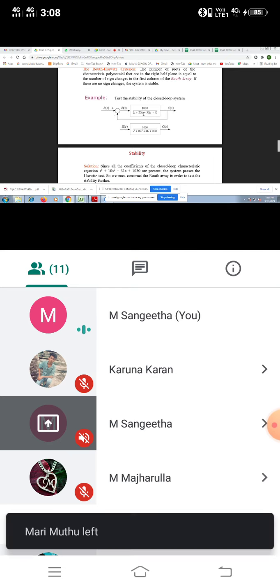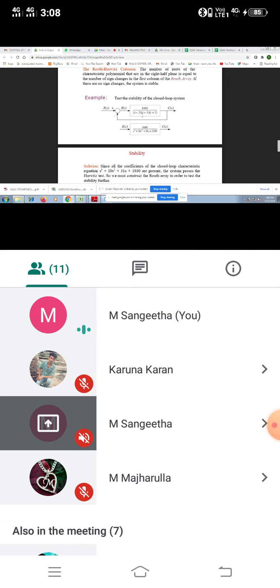Remaining here, we have to multiply 2S, 2 into 3, 6, then 2S, 2 into 5, 10. So those multiplications come into this equation. So finally we got S cube plus 10 S square plus 31 S plus 1030 from the above summary.